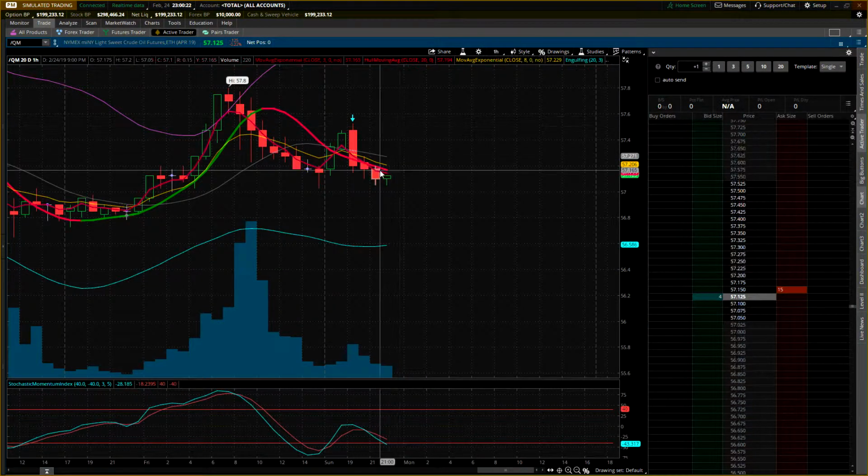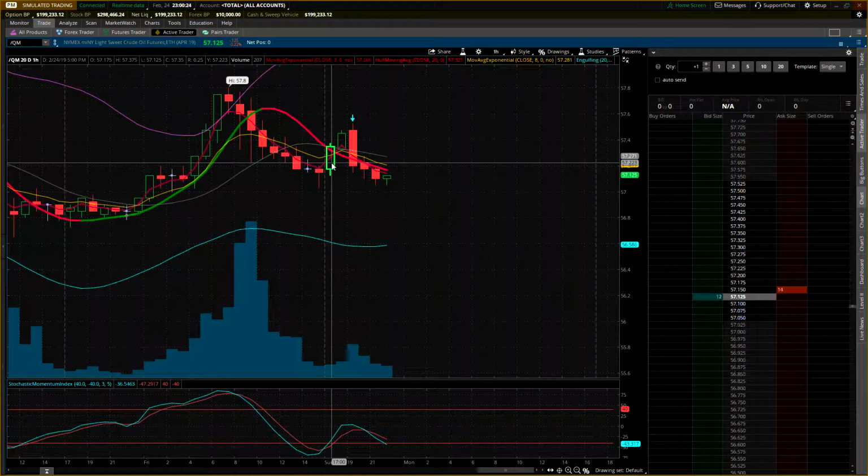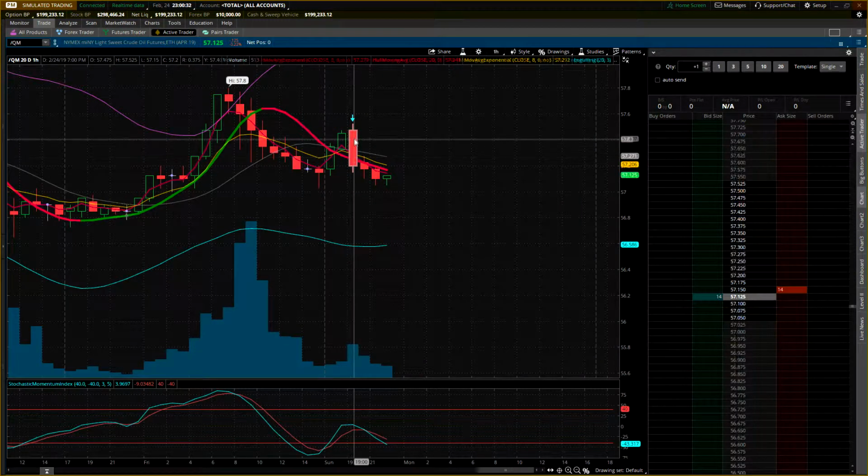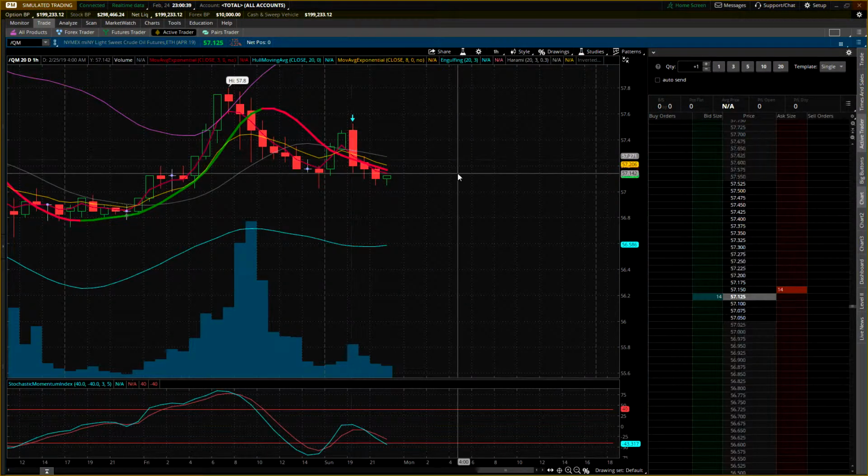So here we go. This is February 24th, 5 p.m. Sunday night. This is the opening for the week right here. 5 o'clock, 6 o'clock, 7 o'clock. Look at the 7 o'clock candlestick. Whoa, baby, whoa. This is a big, long candlestick. Obviously, it's red, meaning it went down.